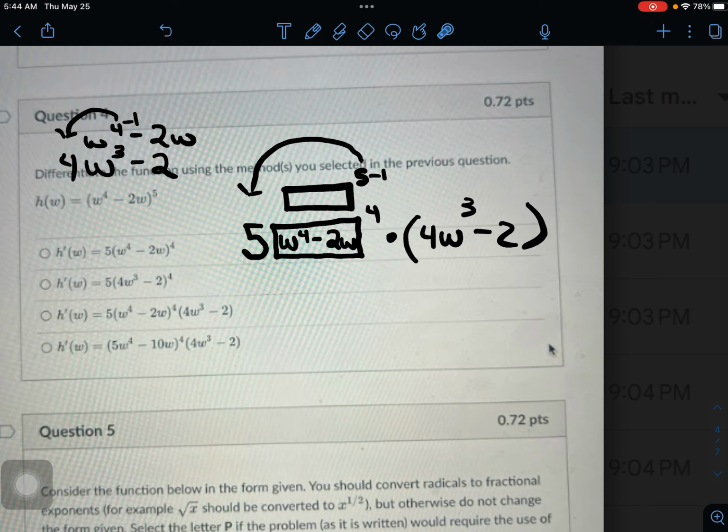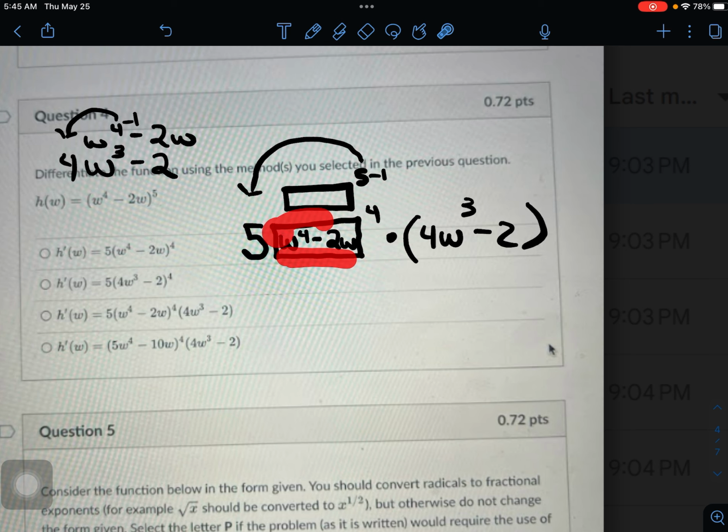Okay, and if we look at our answer choices, let's see which one matches up. Well, it's not this one. It's not this one. It has to be one of these two. And it's not this one because they have brought the 5 outside the parentheses. And, well, actually, hold on a second. Yeah, it is that one.